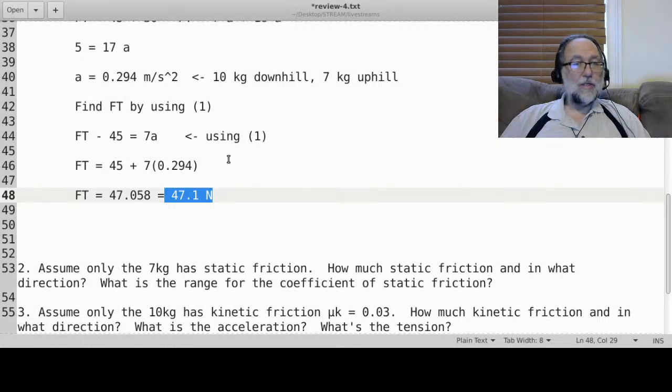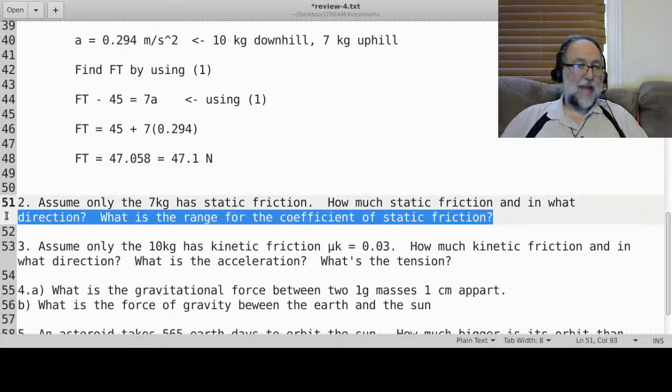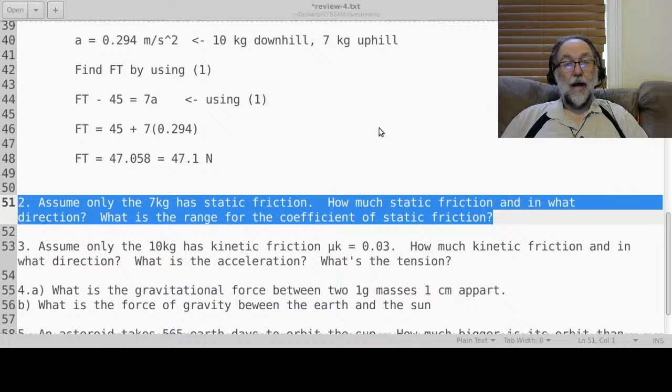What I did in question number 2 is I said, same situation, but now we're going to have static friction. I'm only going to put the static friction on the 7 kilogram box. The 10 kilogram does not have it. I could have added it there, but that would make life pretty complicated. So let's just make the 7 kilogram have static friction, and I want you to calculate how much static friction there is, and also find the range for the static friction.